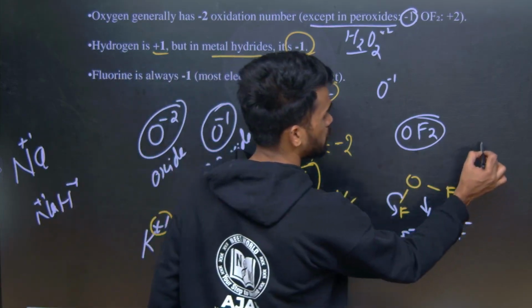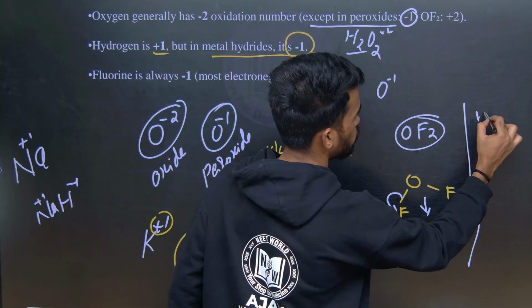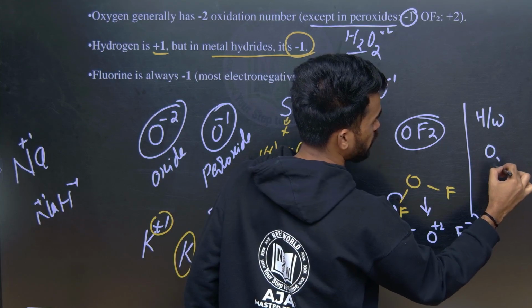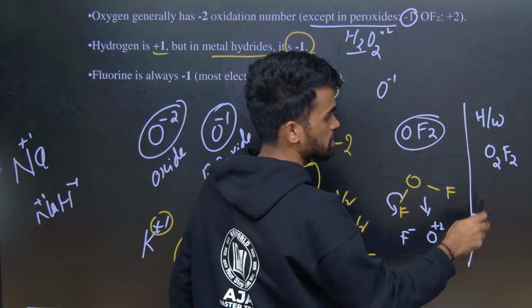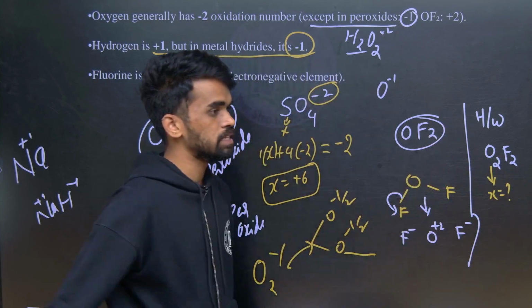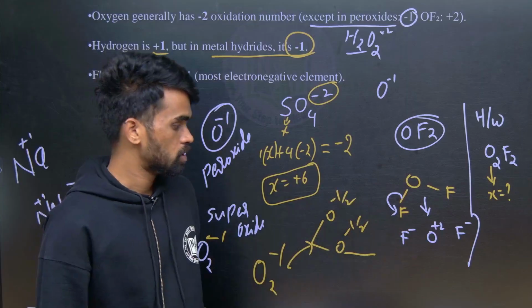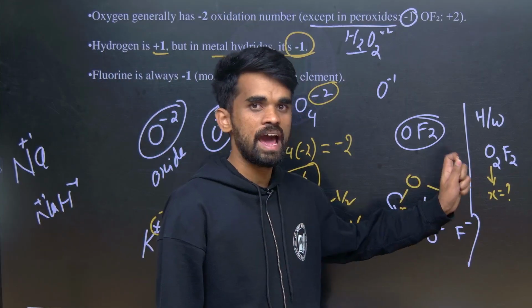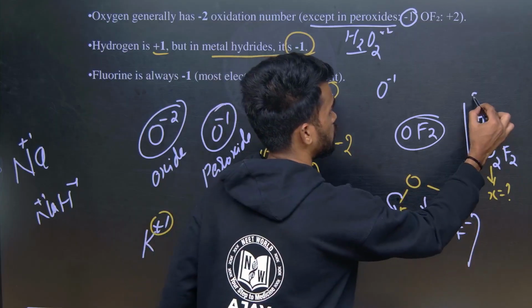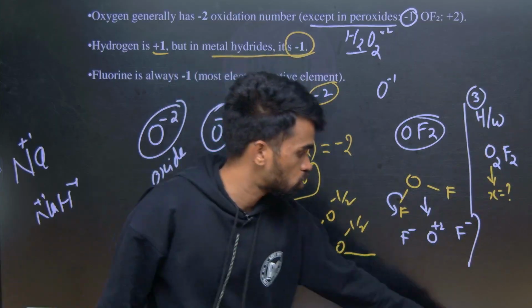Now my question to you is again a homework question. Here I am giving O2F2. What is the oxidation state of oxygen in this case? Write it in the comment box. The oxidation state of the oxygen atom in O2F2. So this is question number 3. You should answer. These are the 3 homework questions I give.